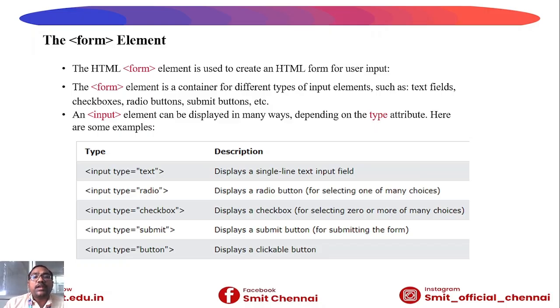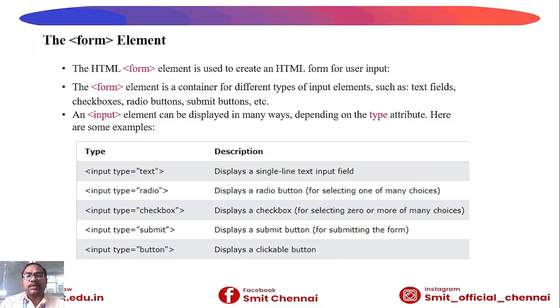So the user's input can be of different types like text, radio, checkbox, submit and button. So text means a single line text input field. Radio means it will display a radio button, that is a small circular type of button with which we can select one of the many choices which is available. And the third one is checkbox, which is a small square shape like a structure where you can choose many number of choices from the given choice.